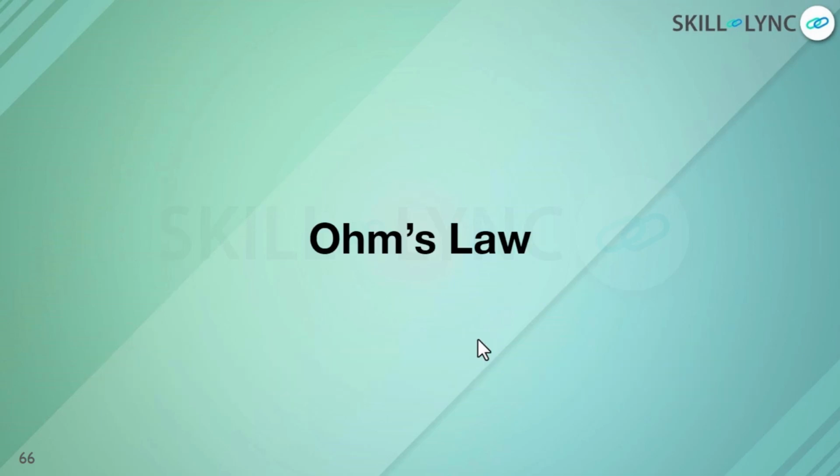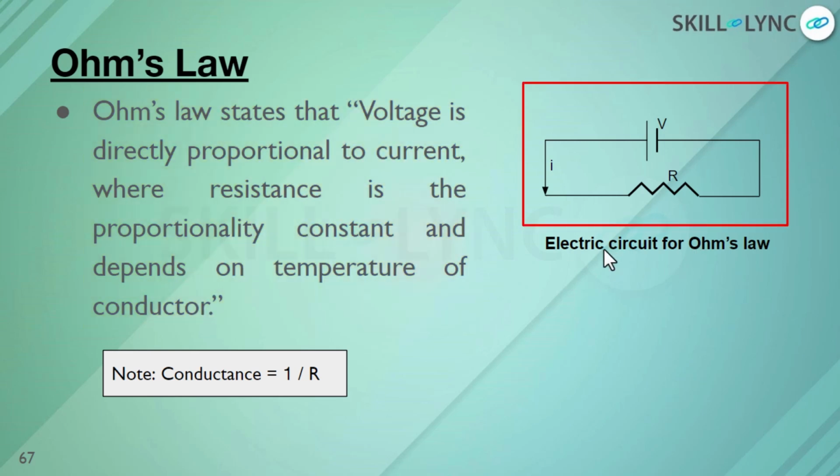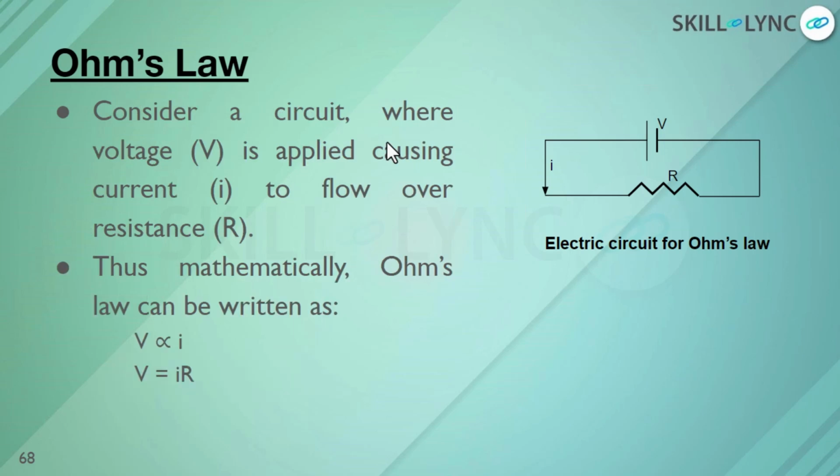The next thing we are going to cover is Ohm's law. Ohm's law states that voltage is directly proportional to the current, where resistance is the proportionality constant and depends on the temperature of the conductor. This is a very basic circuit to understand Ohm's law. Let there be a circuit where voltage V is applied, causing current I to move through the resistance R. Thereby, Ohm's law can be mathematically written as V is equal to IR.